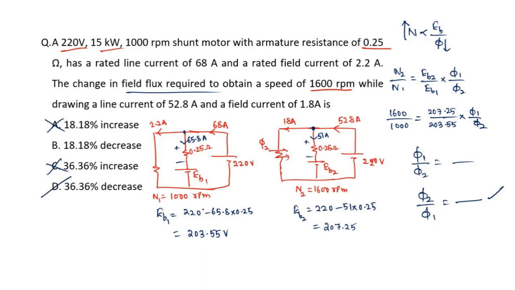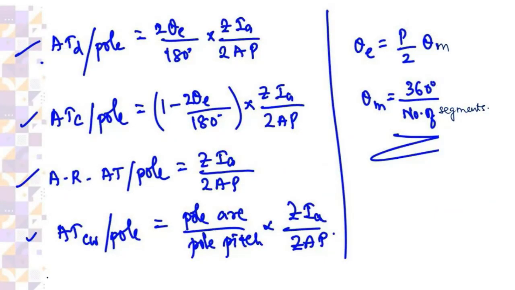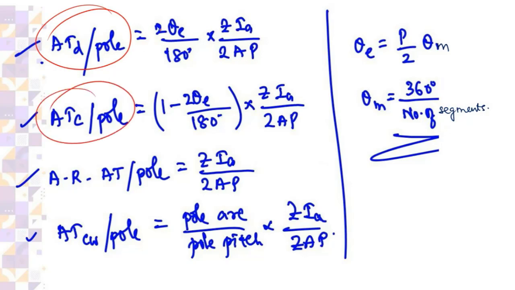Okay. So this is how you can do the questions. And there is another topic called armature reaction. Based on the armature reaction, you can calculate demagnetizing ampere turns per pole and cross magnetizing ampere turns per pole. So demagnetizing ampere turns will be 2 theta divided by 180. And if you subtract from total ampere turns, the armature reaction ampere turns is Z into IA divided by 2P. So from this one, if you substitute 2 theta by 180, then you will get cross magnetizing ampere turns.